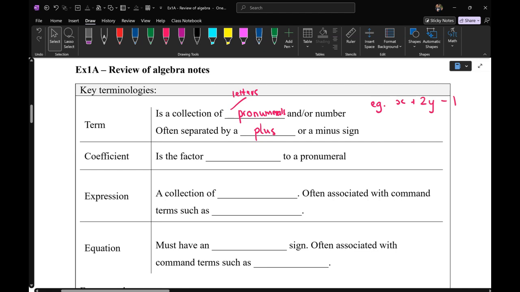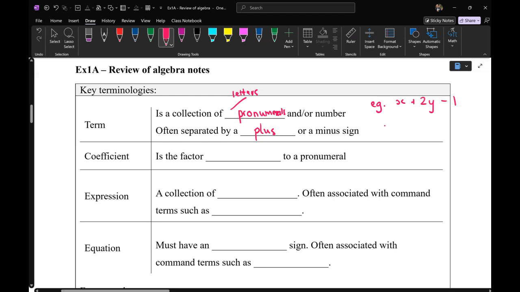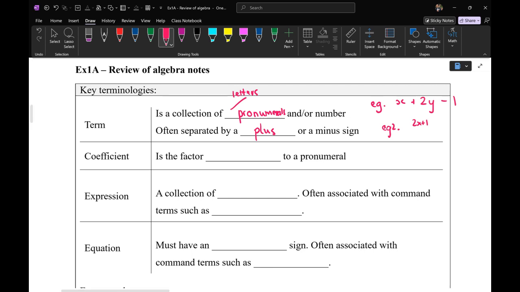One of the most common mistakes that I often see with my year 8s when I first teach them is something like this. Example 2: if I gave you 2x plus 1 minus y divided by 3 times 4, how many terms are there? Hands up if you think you know. 3. What was your name again? Andrea believes there's 3. Are you counting 1, 2, 3 there?